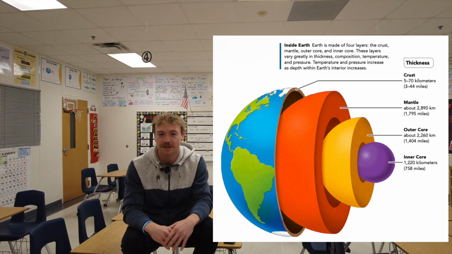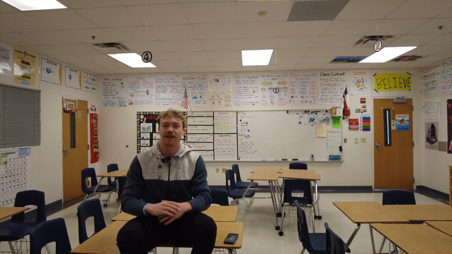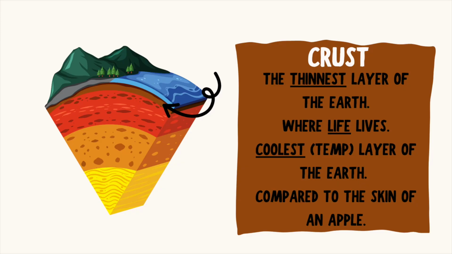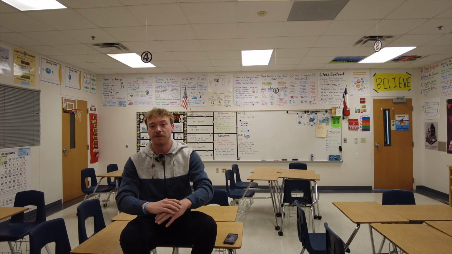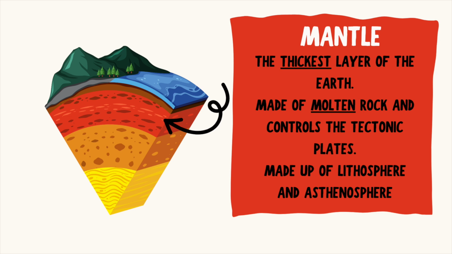But what you need to know is that the crust is the thinnest layer of Earth. It's the outermost layer. It's the coolest. It's where we live. We live on the crust where there is land and oceans. Now, as we get a little bit deeper, we hit the mantle. The mantle is the thickest layer of Earth, made of molten rock. And it is what controls the tectonic plates that shift and move. We briefly touched on that in class, and you'll learn all about that in more depth next year.